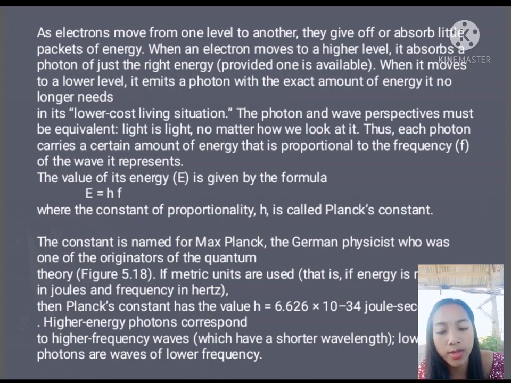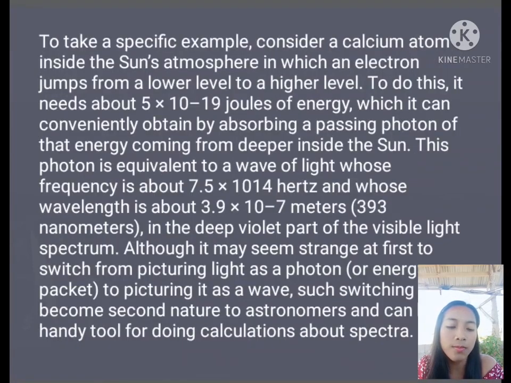To take a specific example, consider a calcium atom inside the sun's atmosphere in which an electron jumps from a lower level to a higher level. To do this, it needs about 5 times 10 raised to negative 19 joules of energy, which can be conveniently obtained by absorbing a passing photon of that energy coming from deeper inside the sun.